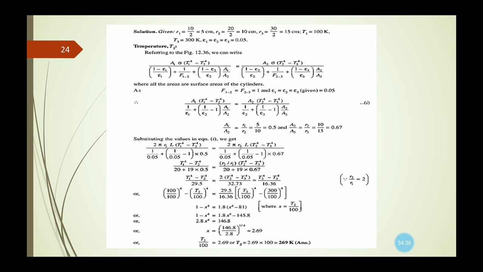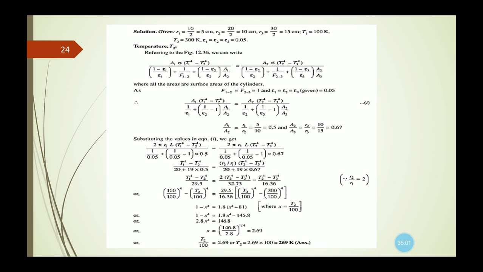So let us move to the next page. So what are the things given? From the given diameter, we can calculate the radius of these three concentric cylinders. That is, the radius will be R1 equals to 5 centimeter, R2 equals to 10 centimeter and R3 equals to 15 centimeter. T1 and T3 are given as 100 and 300 Kelvin.